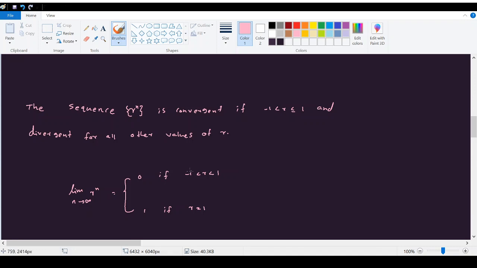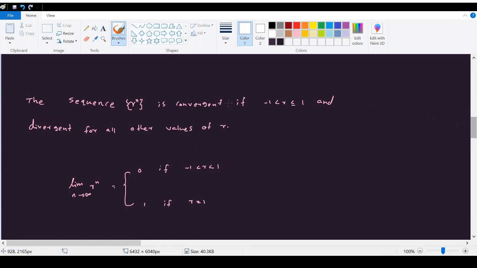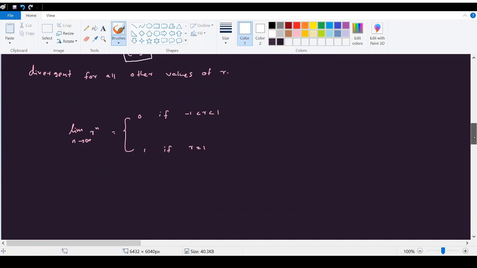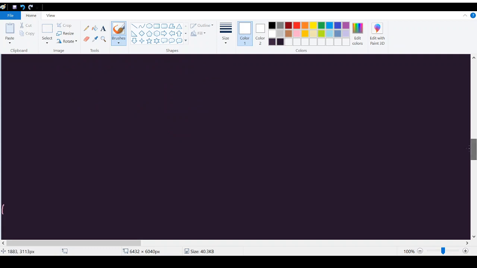Now in this video we discuss the convergence of another important sequence, which is r to the power n, and the convergence of this sequence will depend on the value of r. Okay, so we'll do it step by step. Simply what we need to find is whether this sequence converges for these given values of r. To start with, let's consider the case where r is greater than 1.